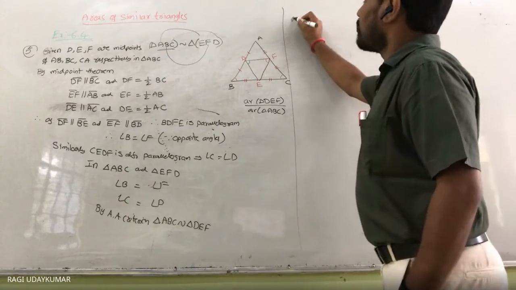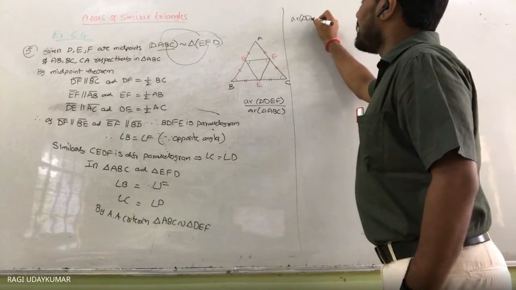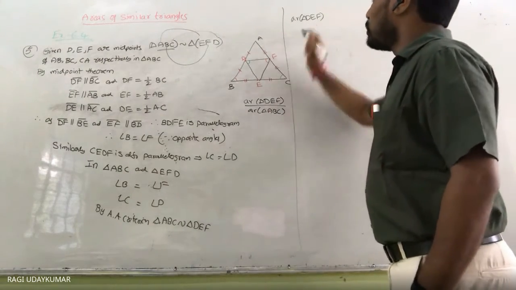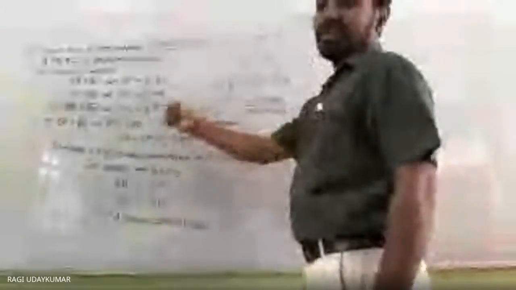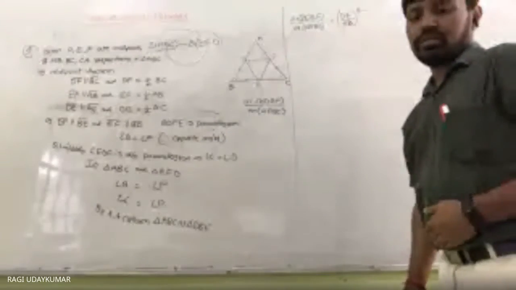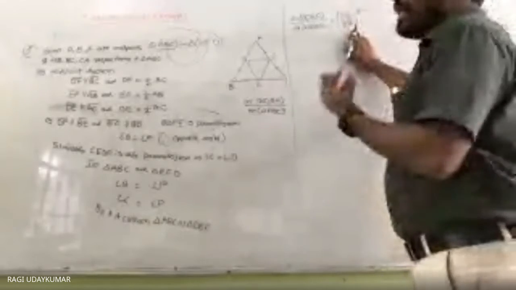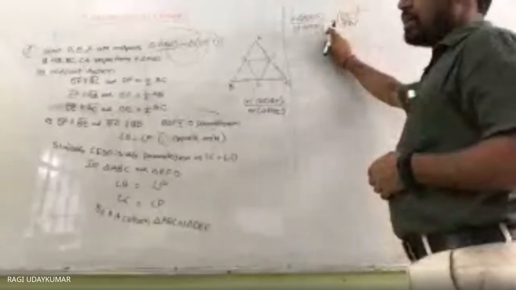Similar. So therefore, area of triangle DEF, it is asking for you to prove this one. Area of triangle ABC is equals to ratio of their corresponding sides. Na? So DE by AB whole square. But DE is equals to half of AC. Actually, Sir, it is not necessary. You can take DF by AC also.